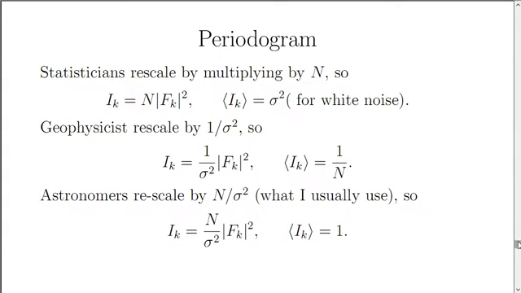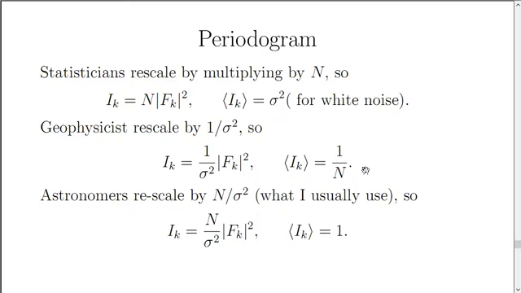Statisticians generally rescale it by multiplying it by n, the number of data points. So if the intensity is n times the absolute square of the Fourier coefficient, then the expected value of the intensity is equal to the variance of the noise. That's for white noise, for zero mean white noise. Geophysicists tend to rescale by 1 divided by the variance of the noise. So the intensity is 1 over sigma squared times the absolute square of the Fourier coefficient, in which case the expected value of the intensity is 1 divided by the number of data points.